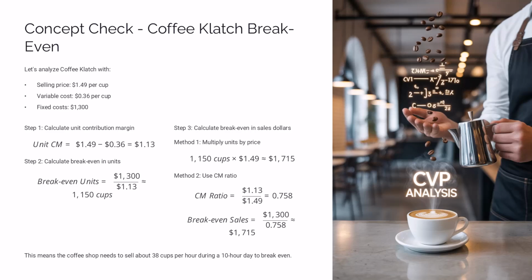The advanced application that will definitely appear on your final is calculating break-even with multiple products. If Coffee Klatch also sells pastries with different contribution margins, you need to use weighted average CM equals (product A CM times mix percent) plus (product B CM times mix percent), which is exactly how Starbucks decides whether a location is viable based on their expected mix of drinks, food, and merchandise.